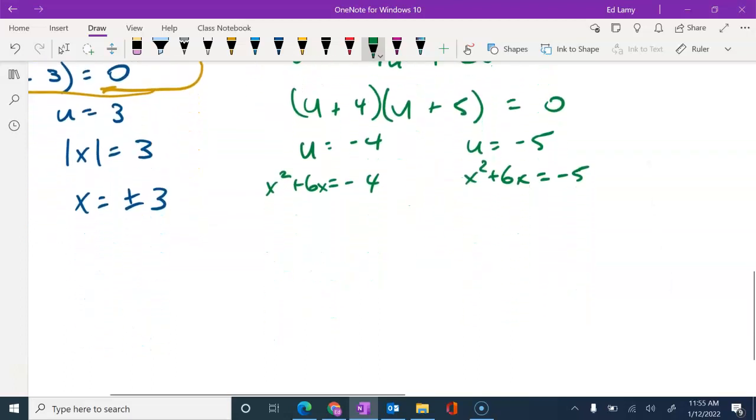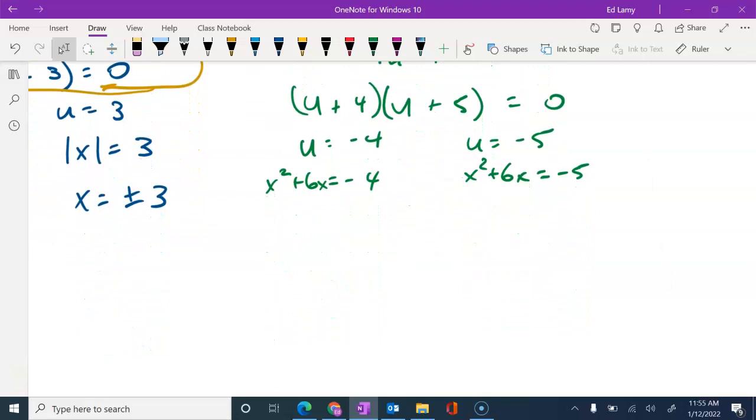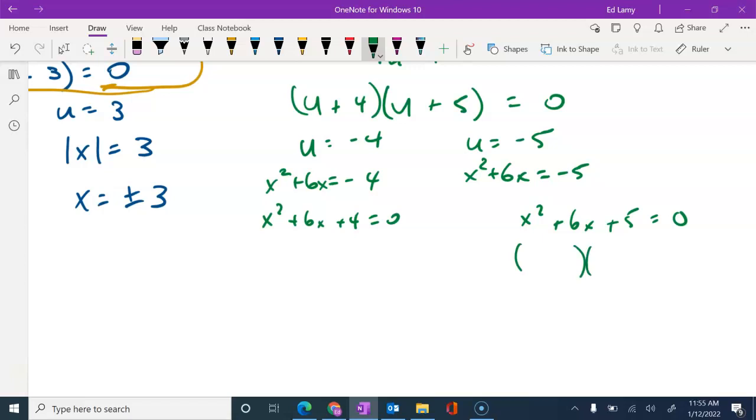Now we have two quadratics again. We solve quadratics by getting them set equal to 0. X squared plus 6x plus 4 equals 0, and x squared plus 6x plus 5 equals 0. Now this one on the right, I could solve, I think, with factoring techniques. X and x, 5 and 1, plus plus. So x equal negative 5, or x equal negative 1.